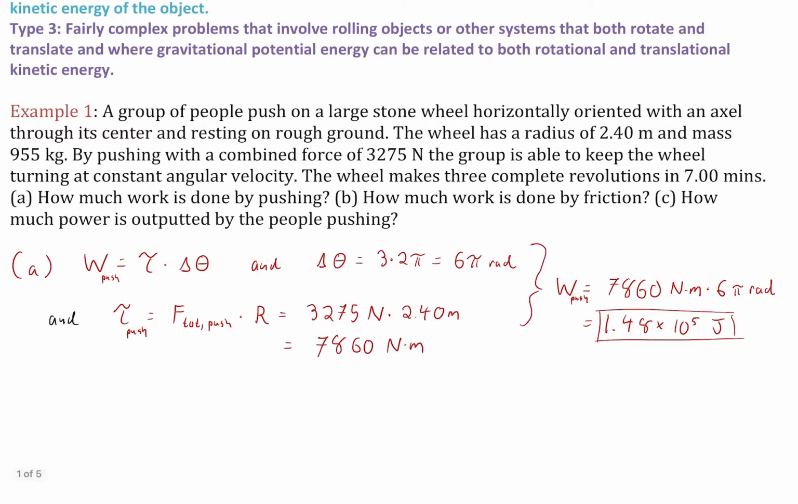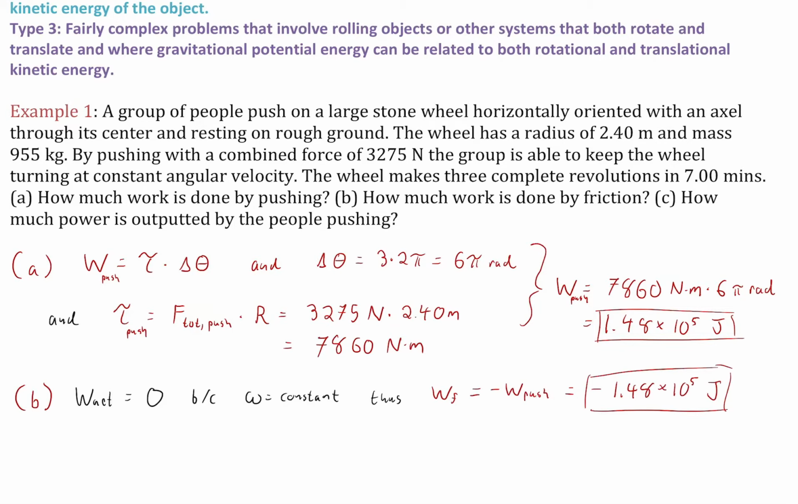So now let's see how much work is done by friction. Since we were told that net work equals 0, then in that case friction must be doing just as much work as pushing, since there are no other forces, thus no other torques. So that means that friction is doing negative 148,000 joules. We've seen that idea before. When we have a system which has constant velocity, we can always use net work equals 0, which of course comes from the work-kinetic energy principle.